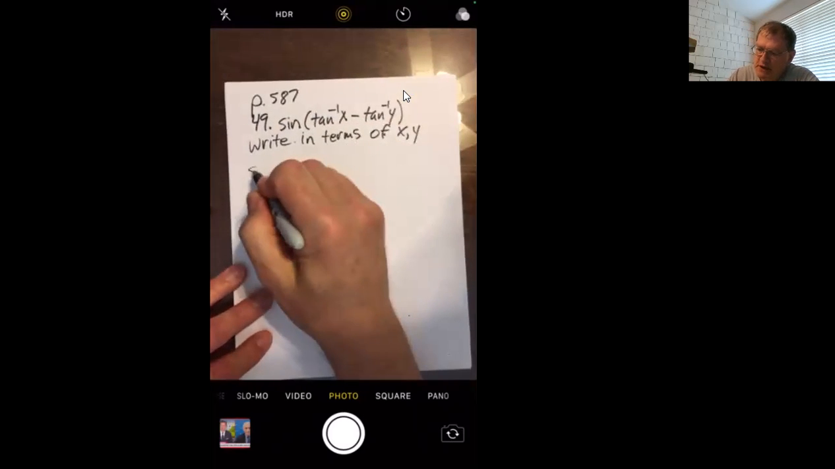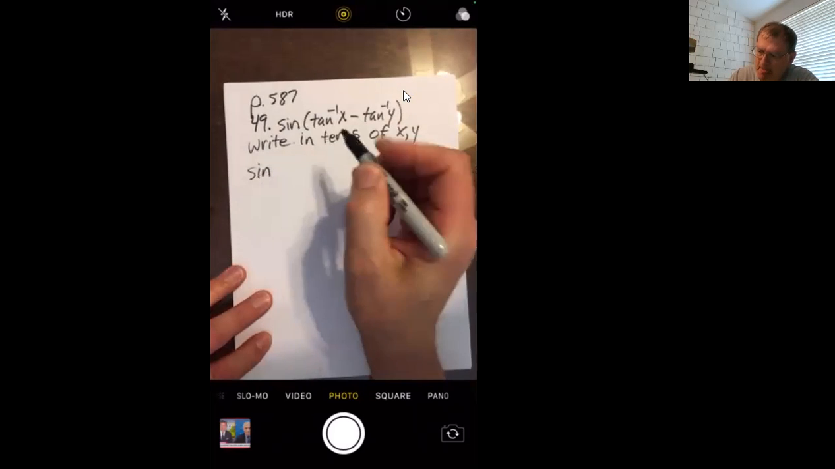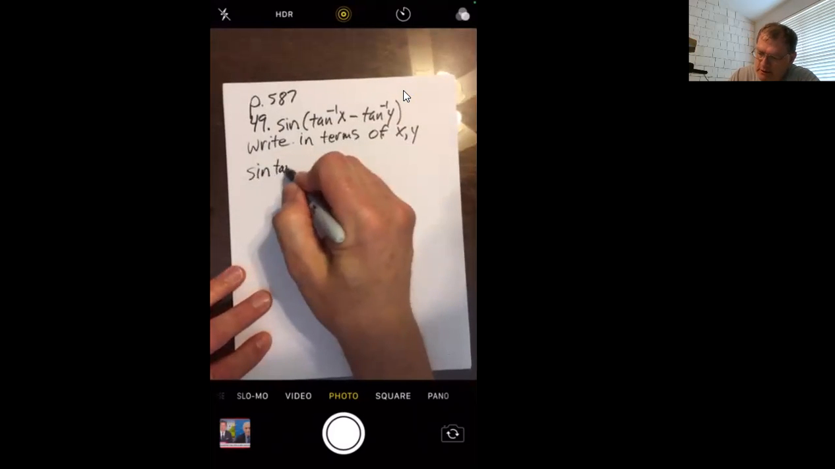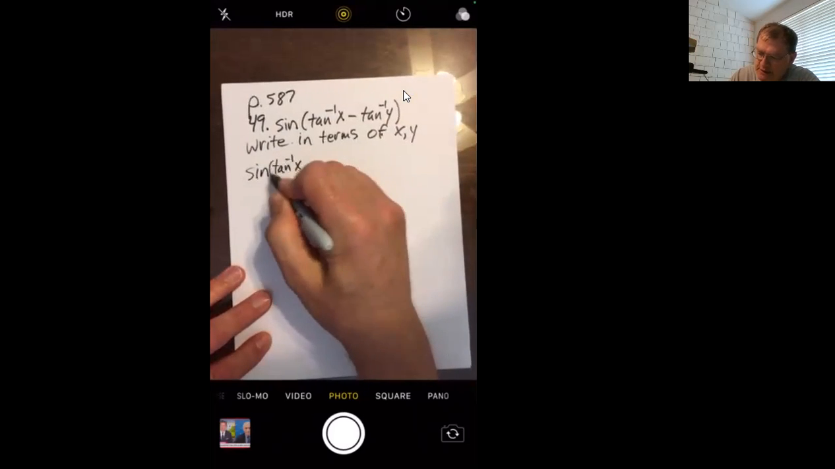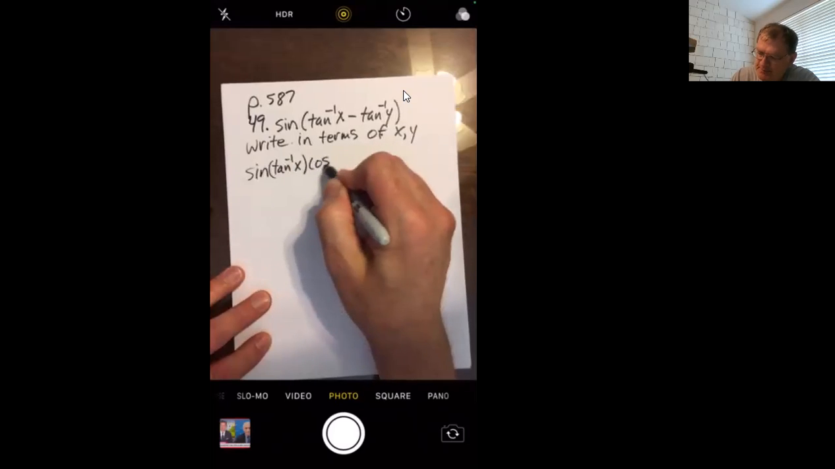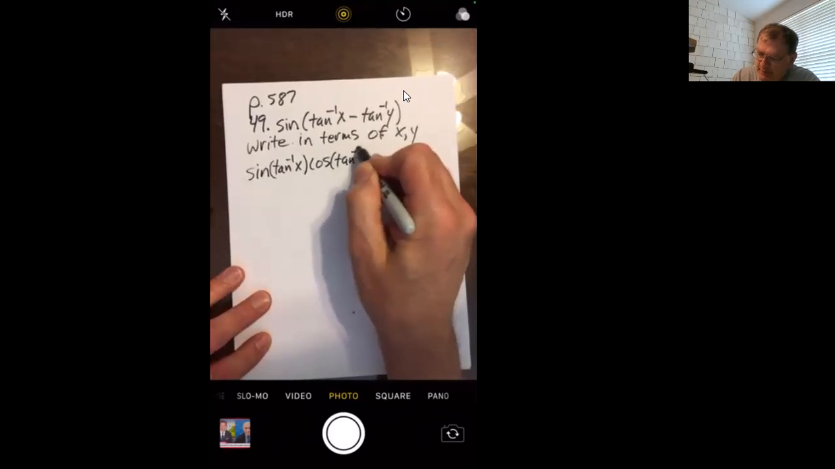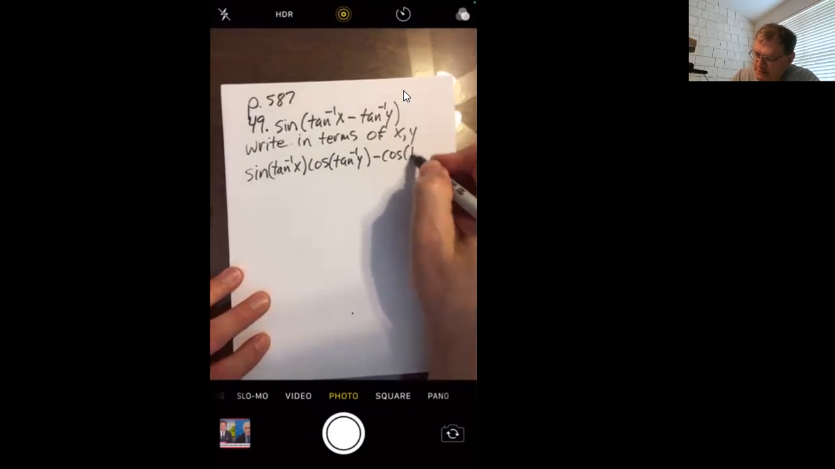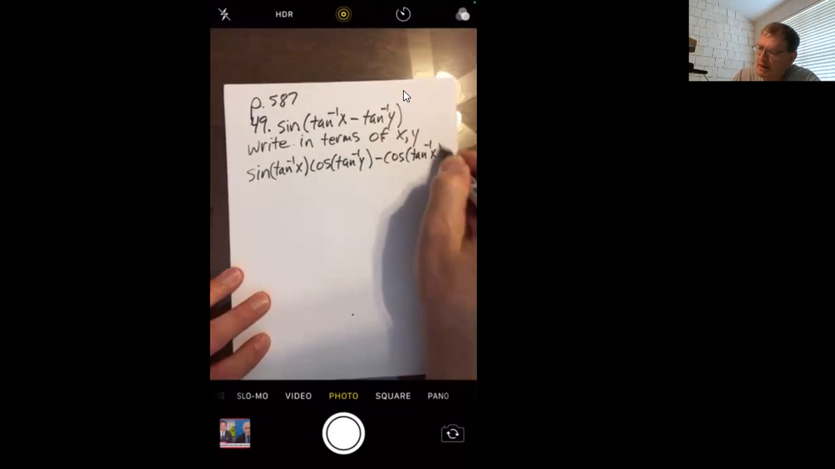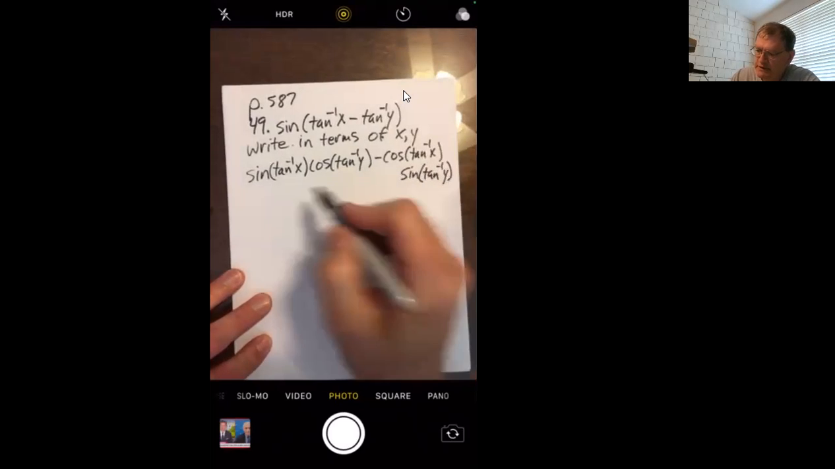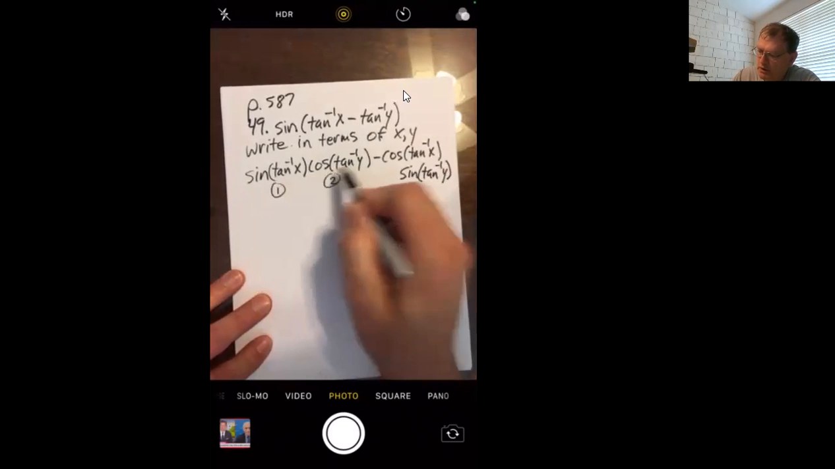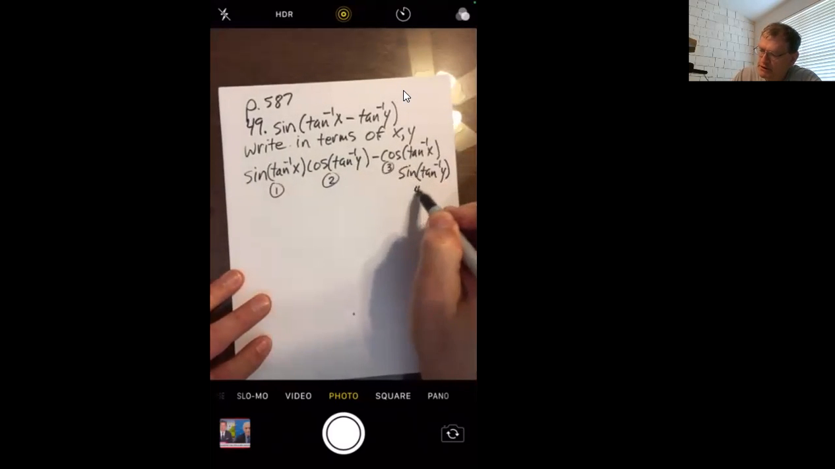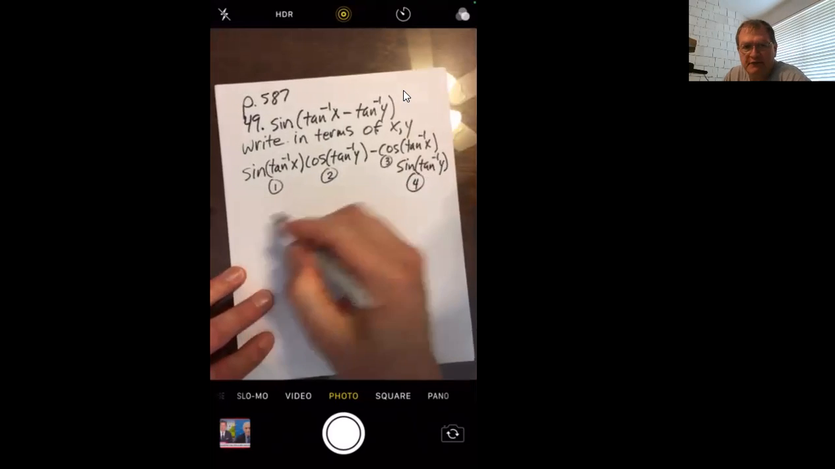All right, well, that will go sine first, arctangent x, cosine second, same sign in the middle, cosine arctangent x, sine second arctangent y. Once again, you want number 1, 2, 4. It's a matter of drawing triangles and getting the formulas for them.